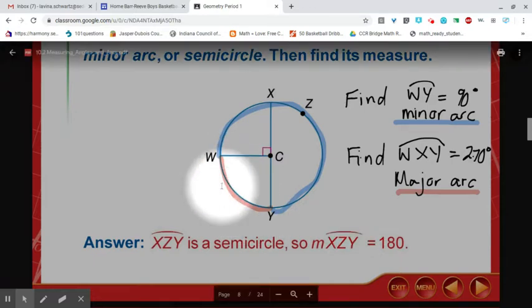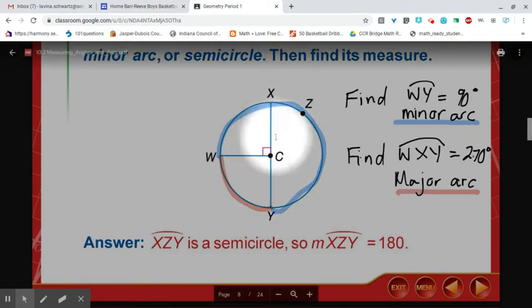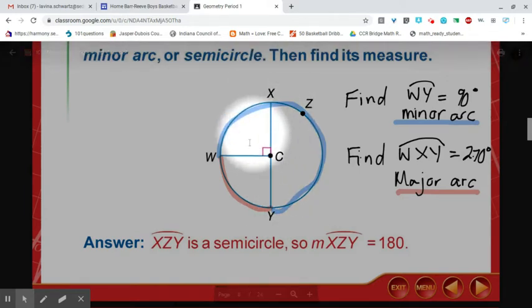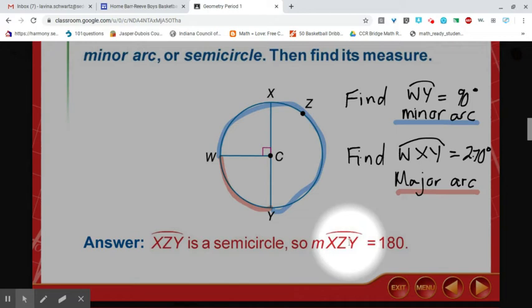WY is 90, because if this is 90, that has to be 90. It's a minor arc. WXY is 270, major arc, because we've got a semicircle, 180, plus a chunk of 90, which is 270. And as we said on the last slide, XCY is 180.